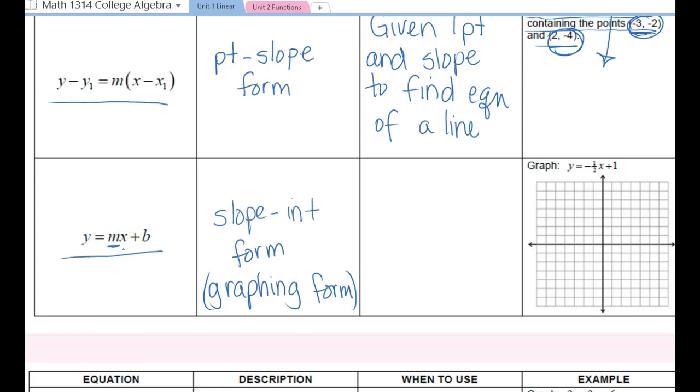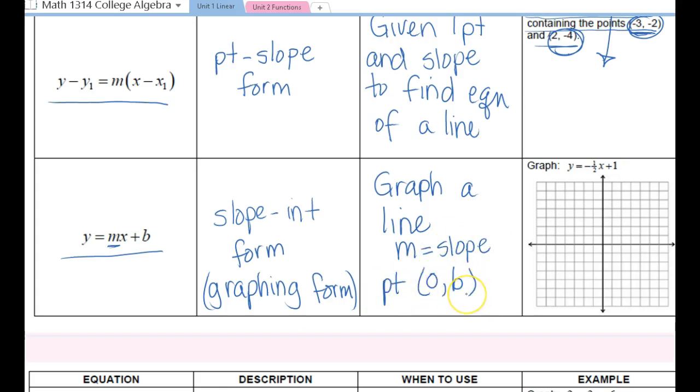So when do we use this? Especially when we want to graph a line, because it's really easy to find m as the slope, and we know there's a point, and that point is (0, b), where little b is what we call the y-intercept. Now you can see why we're calling this the slope intercept form, because it definitely gives you the slope with m, and it also gives you another point. That point is (0, b), and this is what we call the y-intercept.